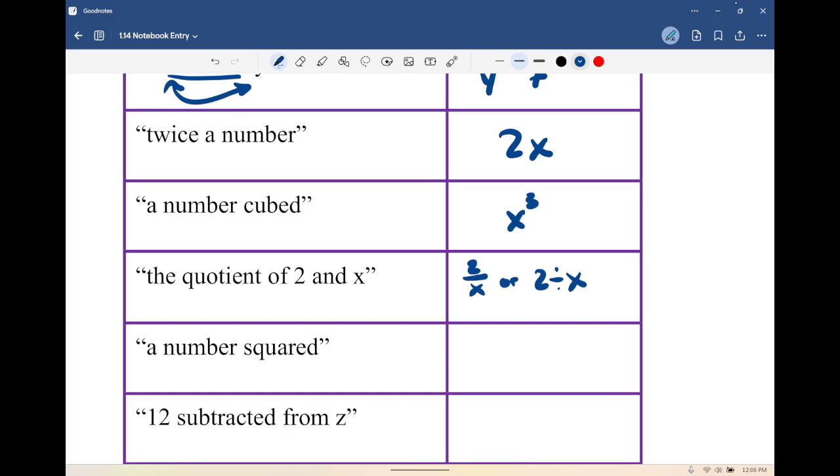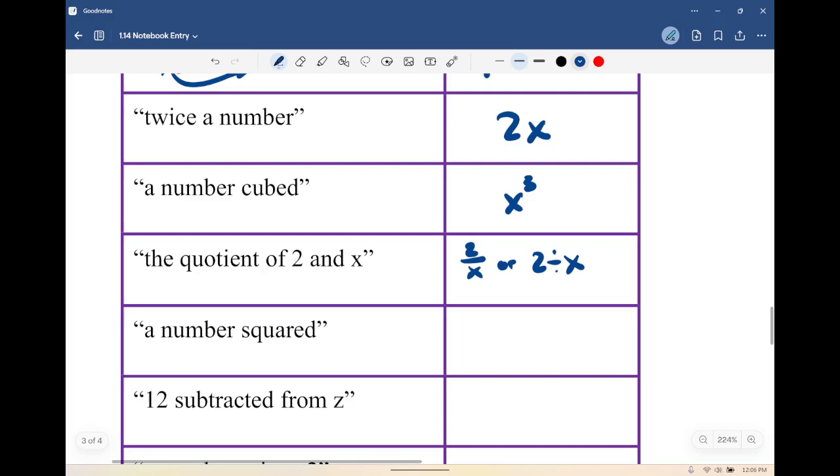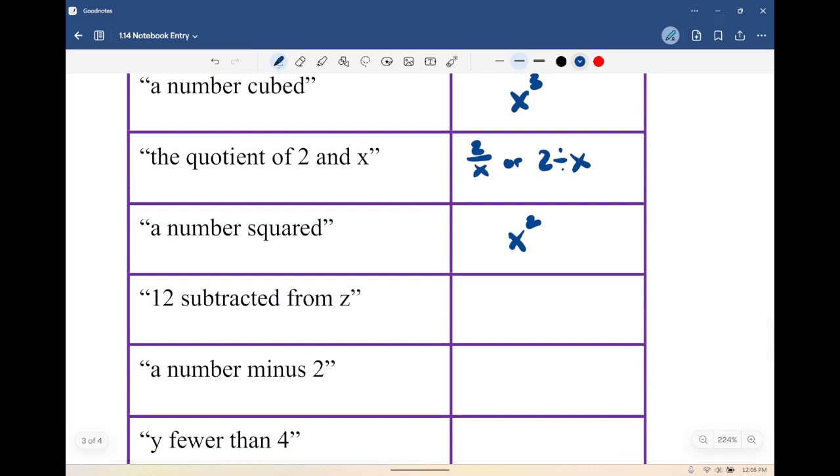A number squared. Raise your hand. X squared. What power is square? 2. Thank you. 12 subtracted from z. Be really careful. 12 subtracted from z. Alex. Z minus 12. Again, subtraction is the one where you got to be really careful and read this critically. The order needs to change on this one as well.